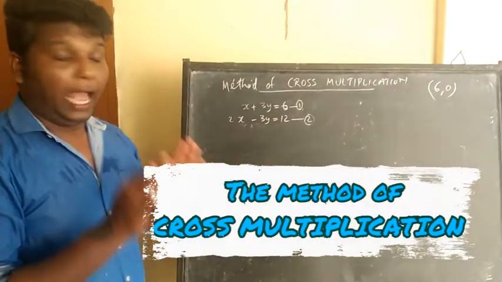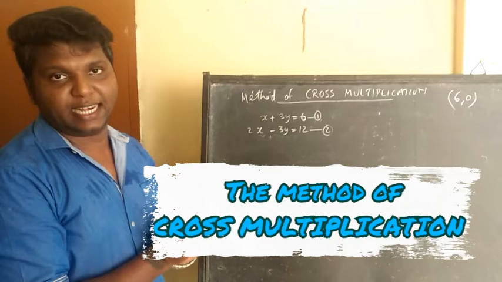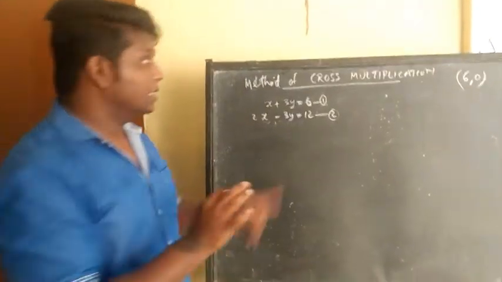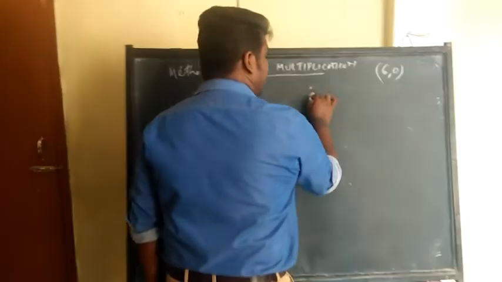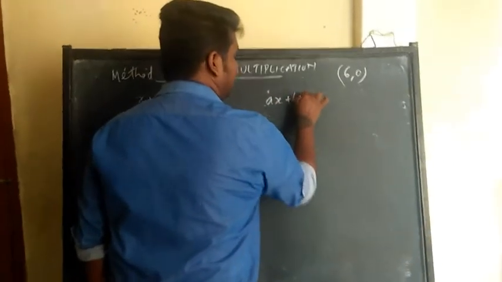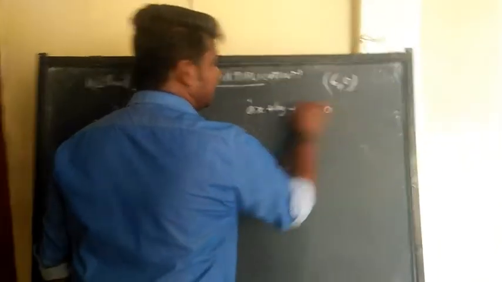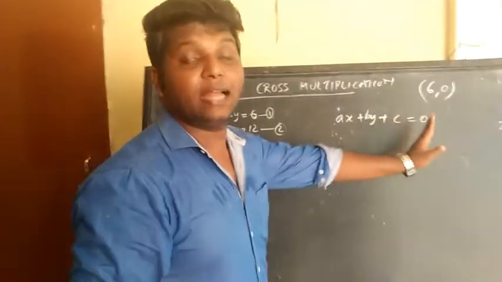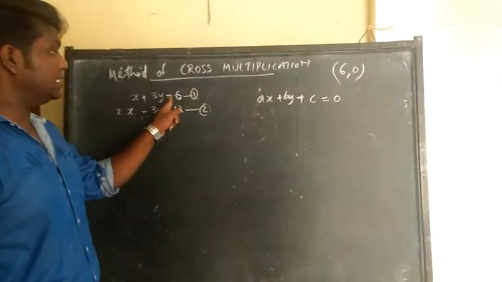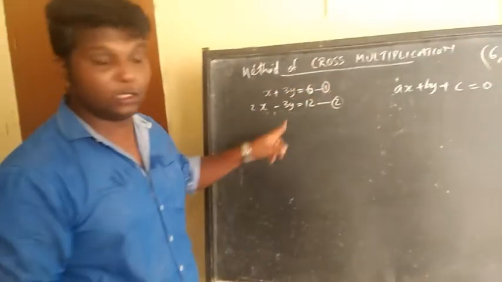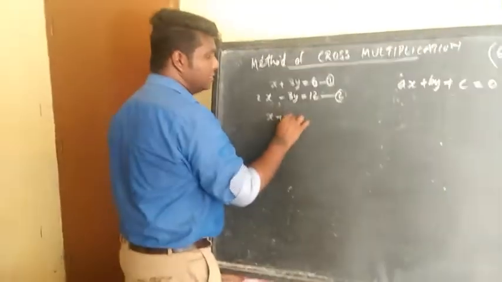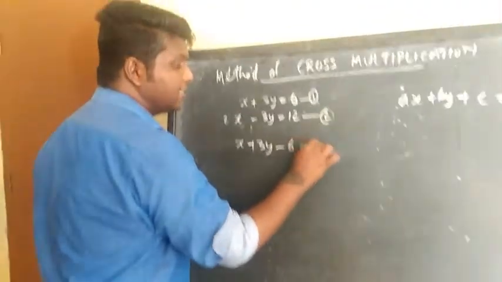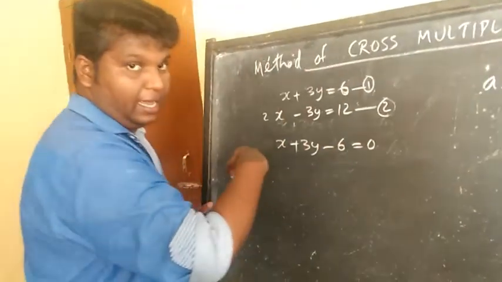First of all, write the equations like the given equations, and you have to make this equation the standard form. Standard form means the standard form for writing the cross multiplication method is ax plus by plus c is equal to 0. Means always the right hand side should be 0. But here you can see the right hand side is not 0. So make it into that equation. So equation number 1 will be written like this. x plus 3y minus 6 is equal to 0.